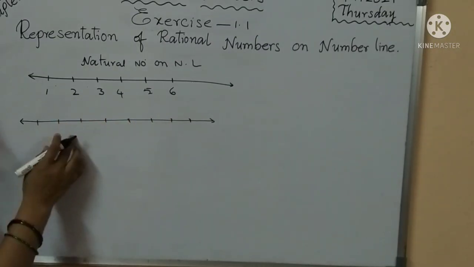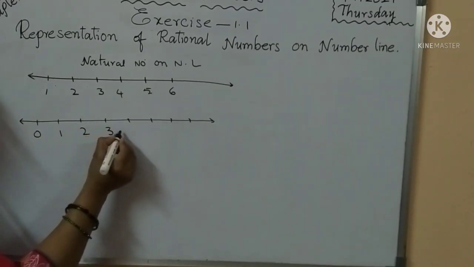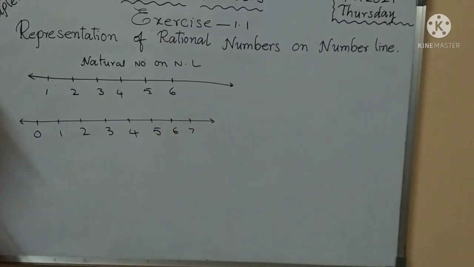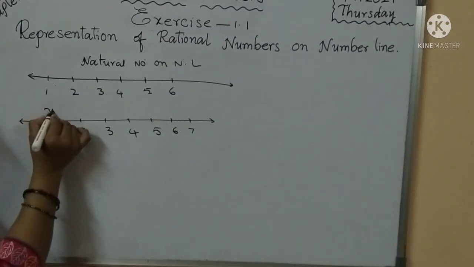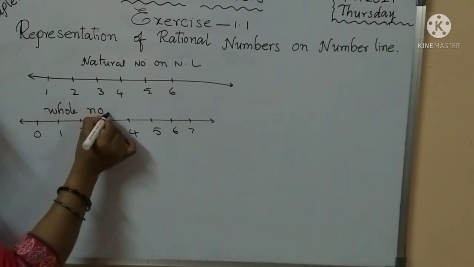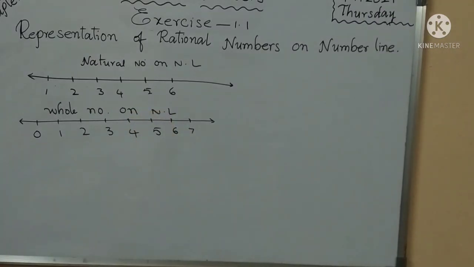The equal distance is 0 onward, starting 1, 2, 3, 4, 5, 6, 7 and so on. It is whole numbers on the number line.